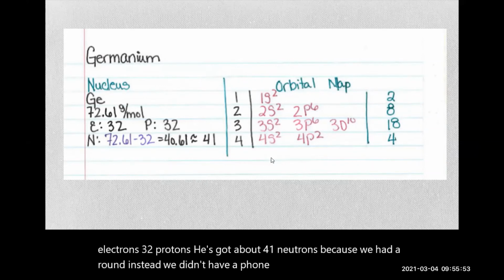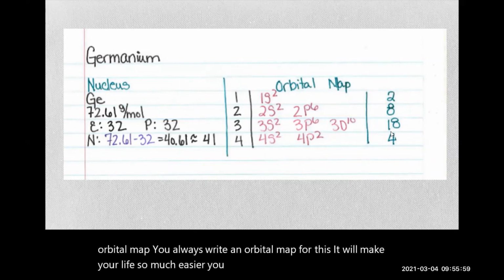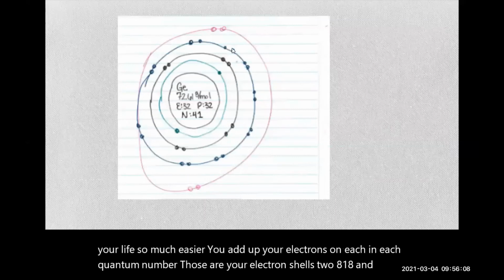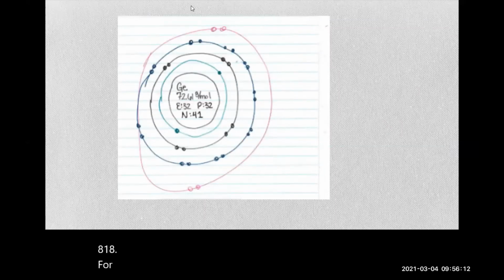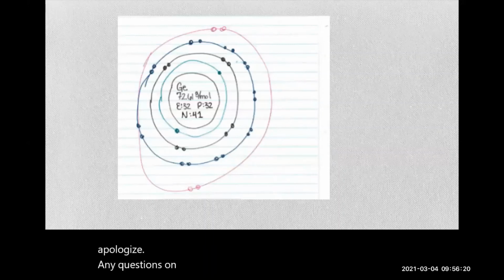You write your orbital map. You always write an orbital map for this. It'll make your life so much easier. You add up your electrons on each quantum number. Those are your electron shells: 2, 8, 18, and 4. Obviously, my Bohr models leave a lot to be desired. I apologize. Any questions on any of this?